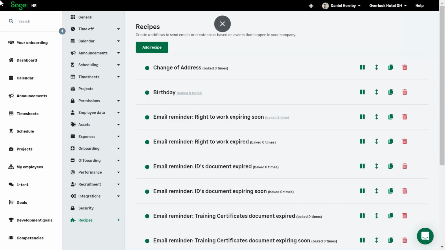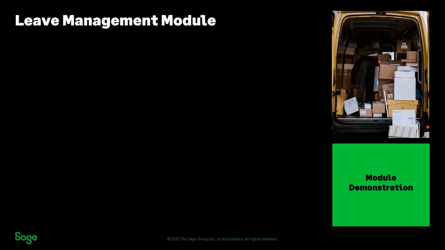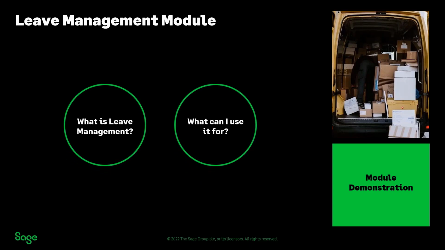The next part that we're going to take a little look at is the leave management module. So you can use the leave management module in Sage HR to handle any time off requests and approve those digitally, whether that be via the browser or even the mobile app. And you can then track them in the shared calendars and reports.